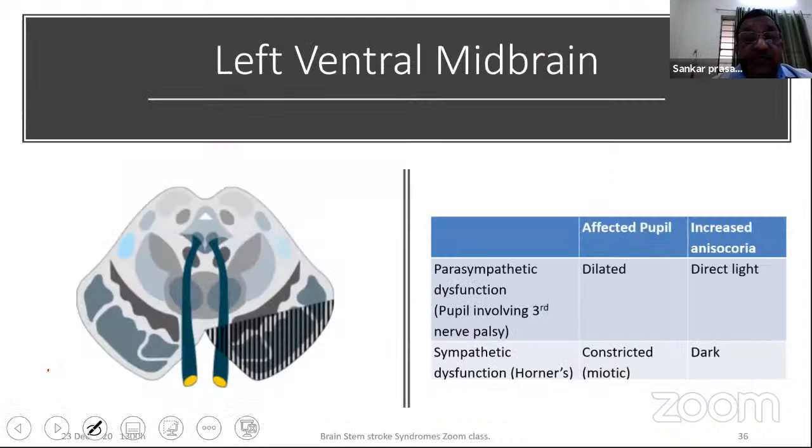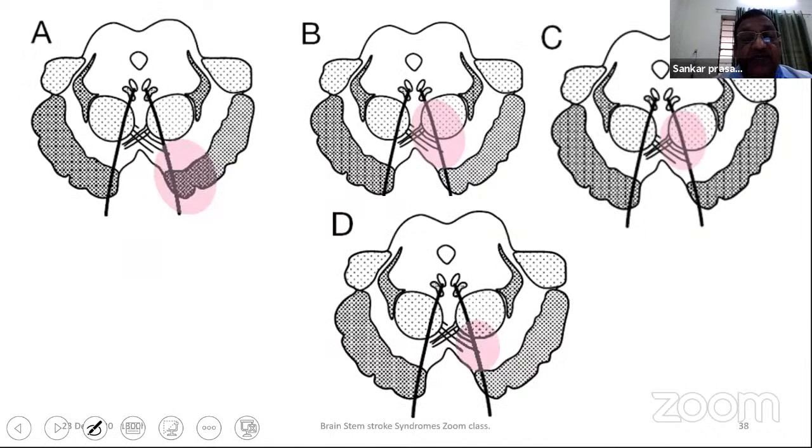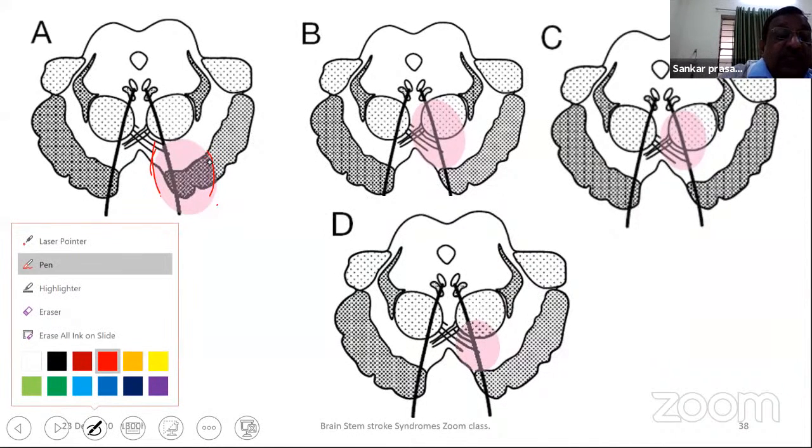Now this is what we have seen. This is the area that is affected, and the orientation is reversed here. That's why you are getting a bit confused. Okay, in the following four diagrams, identify the structures, and that will be very interesting. So you see, what are these structures which you are seeing here? What are these structures?